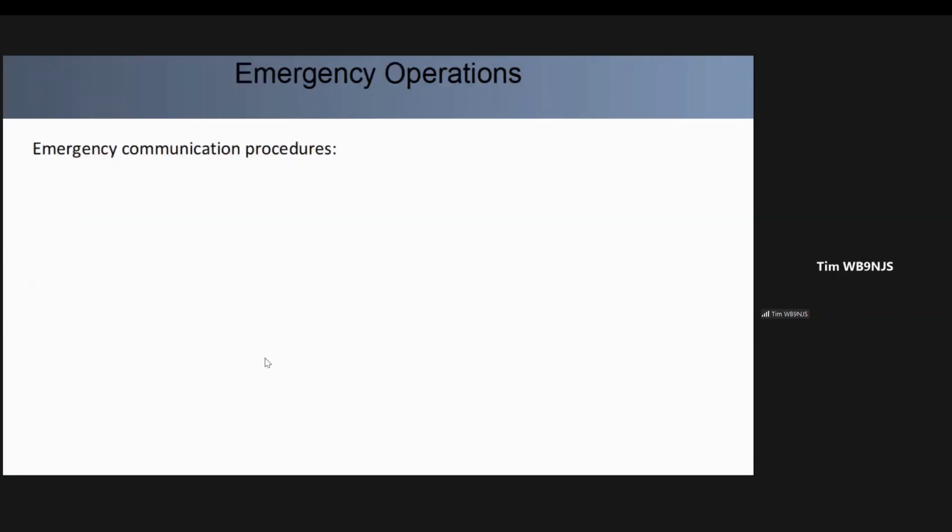Okay, moving on into the last segment here, and that's emergency communications. Proper handling of emergency communications is vital. But remember that in the event of any emergency, the FCC rules always must be followed. There is no exception. FCC rules always apply to the operation of an amateur station.